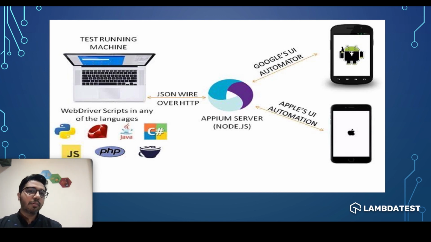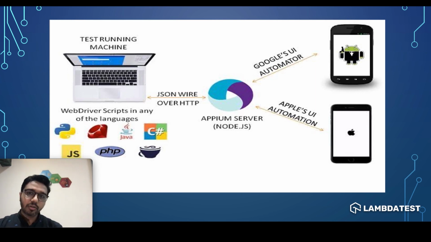Now the Appium server will receive this request in terms of an API, and then it will process it. Whenever it processes it, it decides whether to send it to UI Automator for Android or Apple's UI Automation for iOS. That means it helps process the API sent from the JSON wire protocol, and it divides it into Android or iOS. So the processing basically happens to divide it into Android or iOS. Then it will go to Android or iOS accordingly.